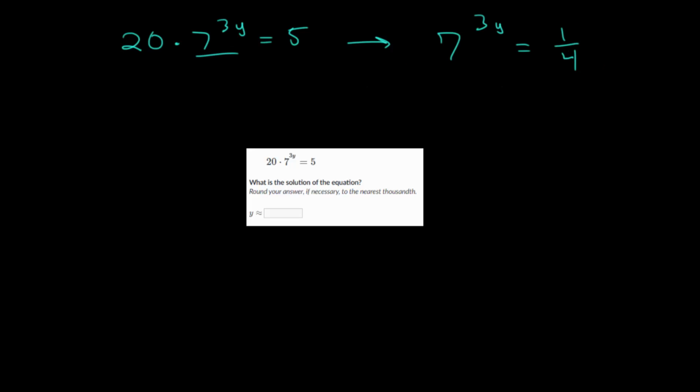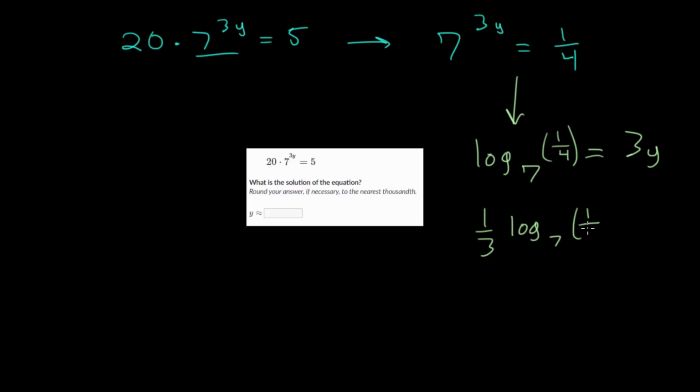And now we'll rewrite this as our logarithm. So this is equivalent to log base 7 now. And the logarithm is always equal to the exponent. So this is equal to 3y. So that means the 1/4 goes on the inside. And let's solve this for y. So we'll divide everything by 3 or multiply each side by a third. So we have 1/3 log base 7 of 1/4, and that's equal to y.